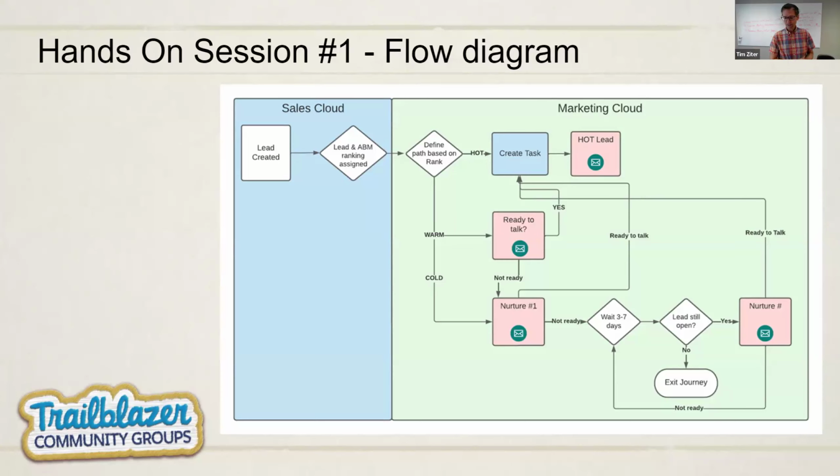If they have a hot ranking, we want to create a task in the Salesforce CRM environment to alert that salesperson. And then we also want to send that salesperson a hot lead notification saying, hey, you've got this lead, let's follow up. On the warm path, we're going to want to reach out to that lead just to gauge their interest level. If they engage with that email, if they're ready to talk, we want to feed them back up to the hot path and follow that same process.